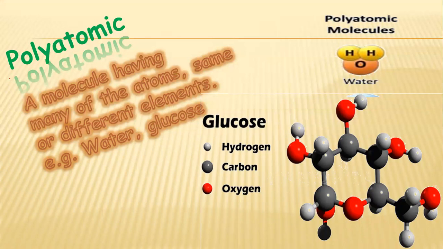The next type is the polyatomic molecule. It is a molecule having many atoms, of the same or different elements. For example, water and glucose. Poly means more. So they don't have one or two atoms, they have more than two atoms. In water, O and two hydrogen, that is H2O. And this is glucose. You see glucose?